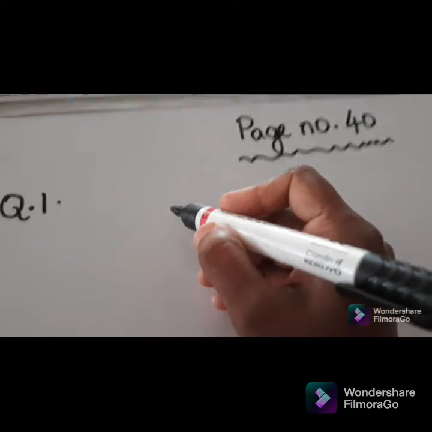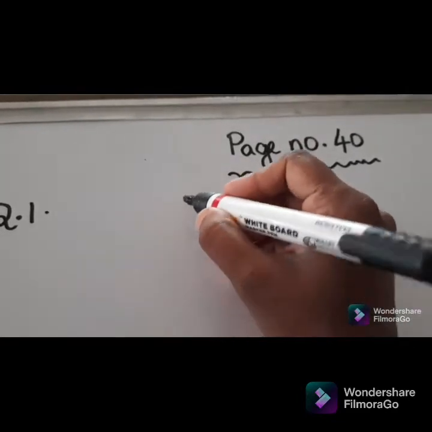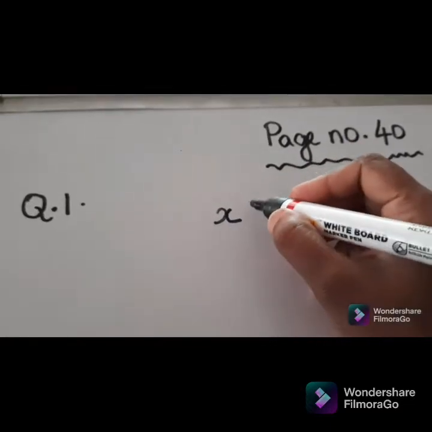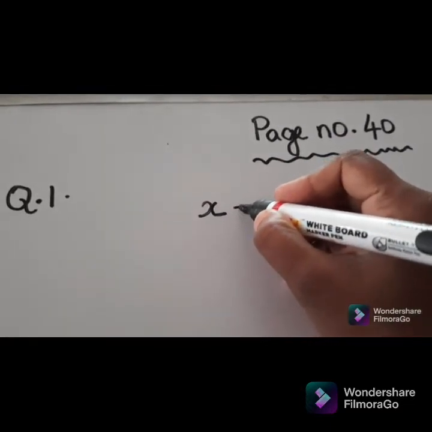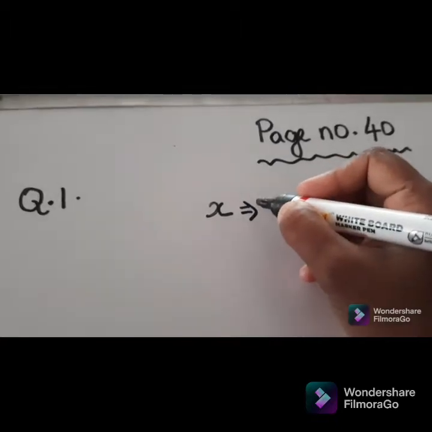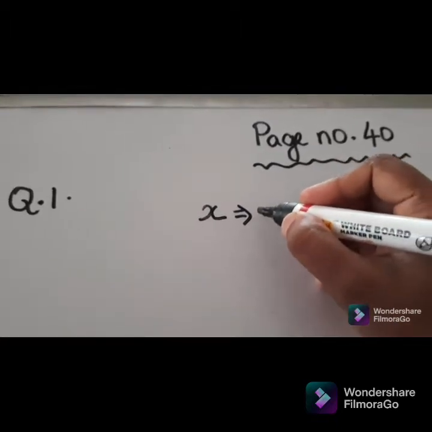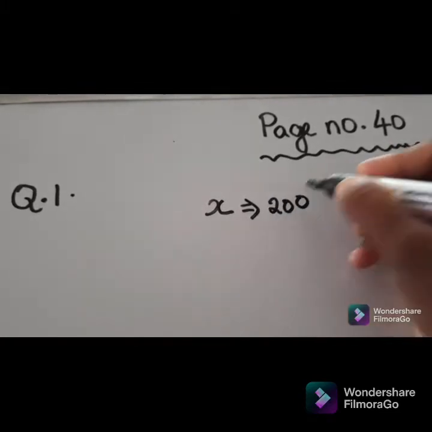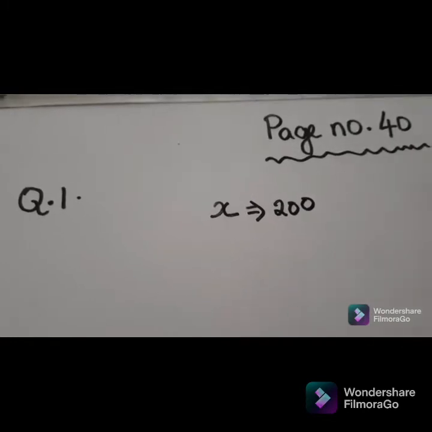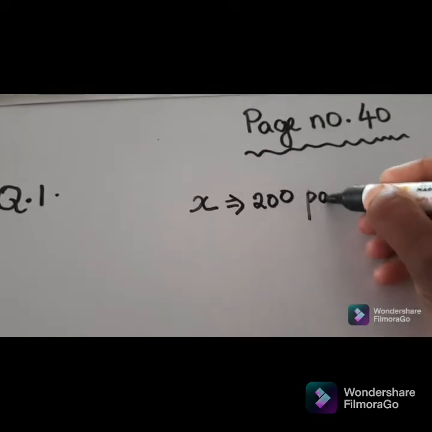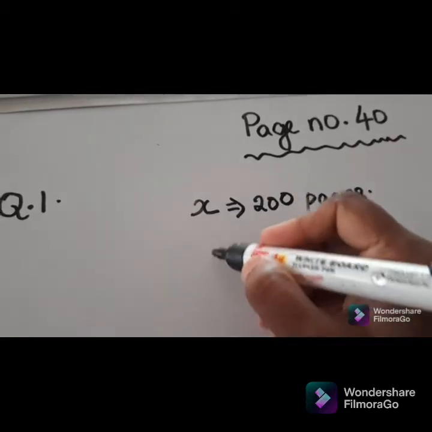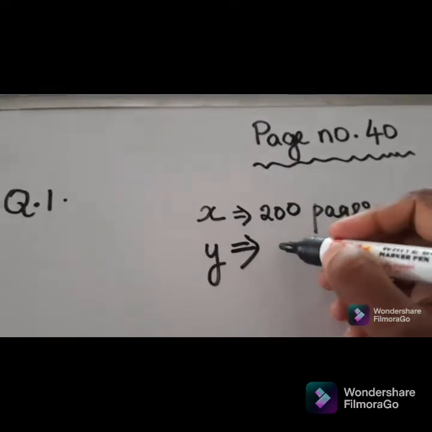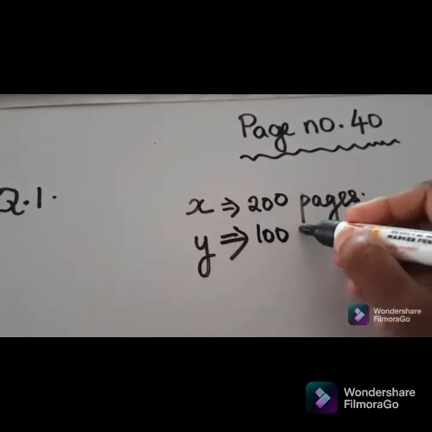Here they are telling 2 types of notebook. So we can take one type as X, that is, X is the 200 pages notebook. Then Y we can represent as the 100 pages book.